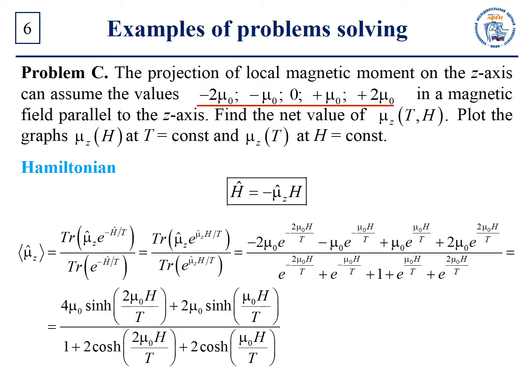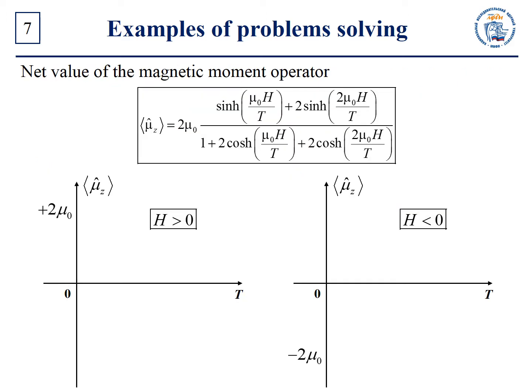However, in the previous problem, the projection of magnetic moment on z-axis could take only two values. Anyway, our Hamiltonian has the same form. Let us make some mathematical manipulations according to the interplay of quantum mechanics and statistics. See the appendix at week 3, lesson 2 for details. Finally, we obtain the net value of the magnetic moment operator. Let us graphically analyze this expression.